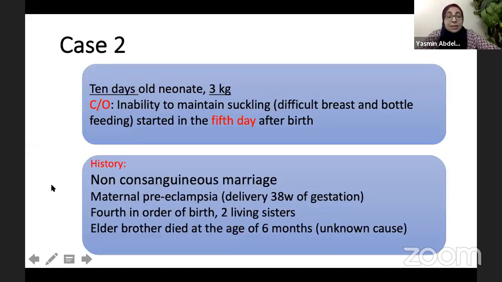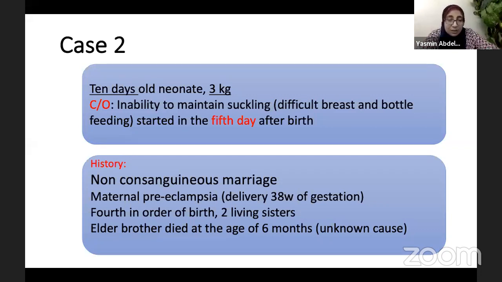His parents had no consanguinity; it was a non-consanguineous marriage. His mother stated that she had pre-eclampsia and delivered at 38 weeks of gestation. He's the fourth in order of birth, with two living sisters. His elder brother died at the age of 6 months from an unknown cause.